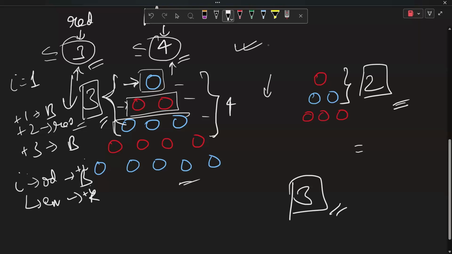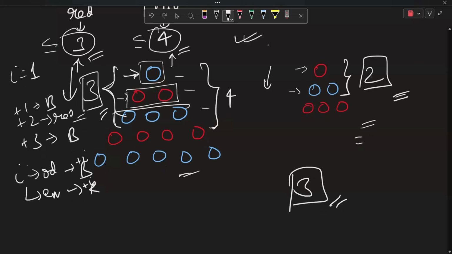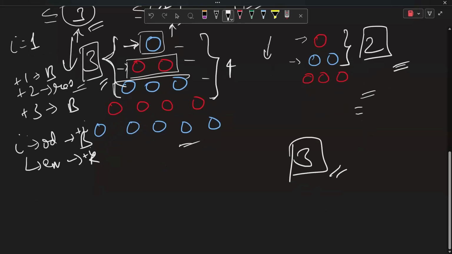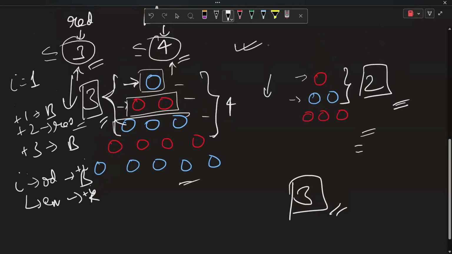Start with blue. For odd indexes, do a blue. Even indexes, do a red. Then for case 2, for odd indexes, do a red. For even indexes, just add plus I to blue. Okay, like this you can take 2 cases. Or if you want to combine these 2 cases into a single case, you can just check.